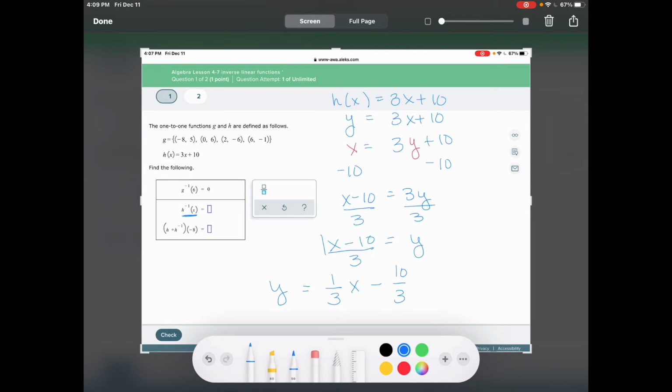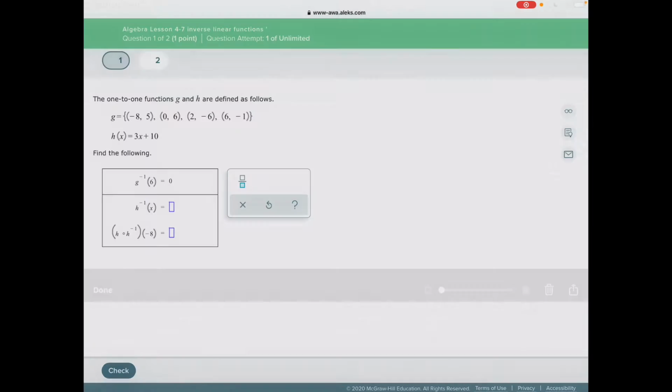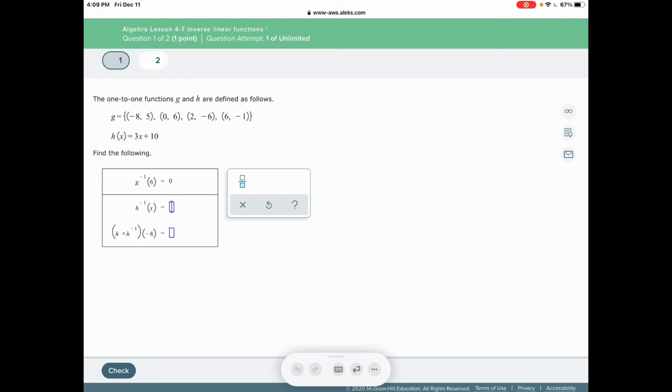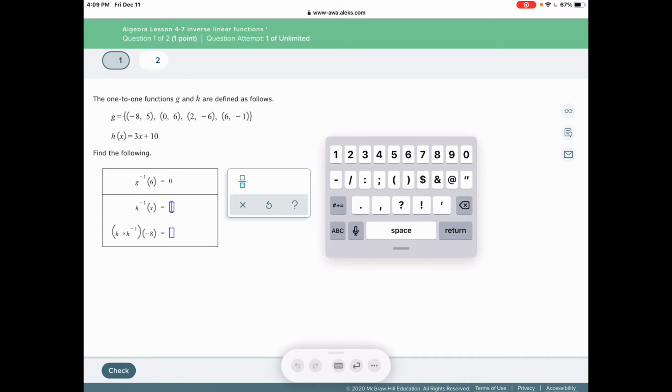And then for our very last one, well, let's go back and enter that. So I have x minus 10 over 3. I'm going to try putting that in to show you if that works. X minus 10 over 3.